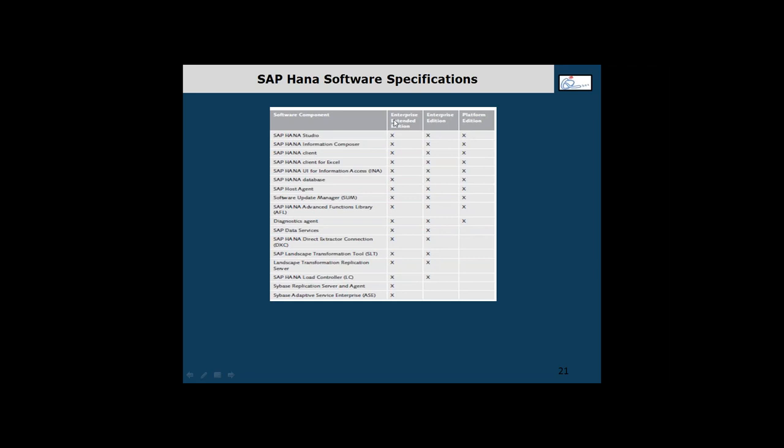If you go to Enterprise Extended Edition, you'll get the HANA server, BODS, data services, as well as SLT, and you also get something called Sybase replication and ASE, and Sybase IQ. And you can use this for creating extended storage also.